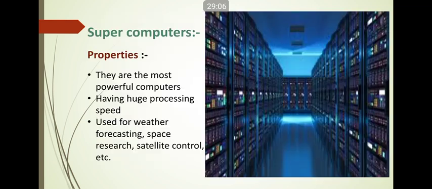Let's go further. The last category of computers under this classification is supercomputers. As the name itself says, super, the property of the supercomputer is that they are the most powerful computers, having huge processing speed. Means the speed of working of these computers is very high. Now the question arises where they are used. They are used for weather forecasting, space research and satellite control, etc.